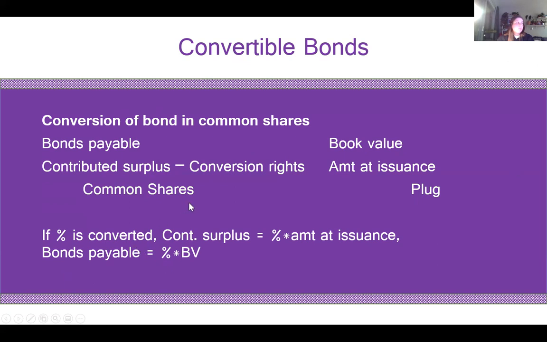If they say that only 1% of bondholders converted their bonds into common shares, then you're going to apply that percentage to your amounts of bonds payable and contributed surplus. So let's say 70% of the bondholders converted, then you're going to do 70% of your book value and 70% of your amount at issuance for the contributed surplus.